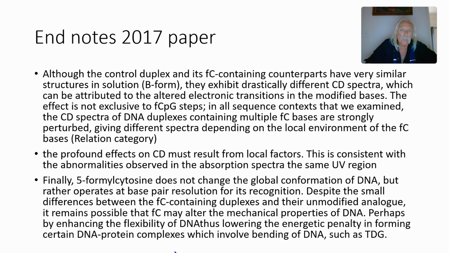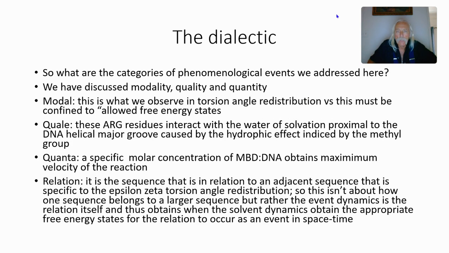I would say physical-chemical properties, perhaps by enhancing the flexibility of DNA, thus lowering the energetic penalty in forming a certain complex, that is the TDG DNA-protein complex, which would involve the bending of the DNA as a macromolecule. TDG could carry out that function. Right? That enzyme could. Now, let's do dialectic. So what are the categories that we've been talking about here?